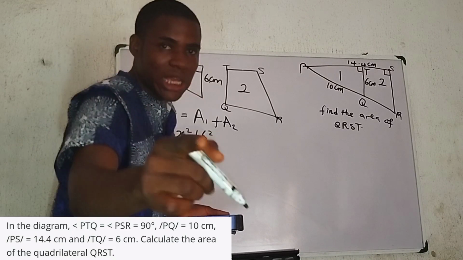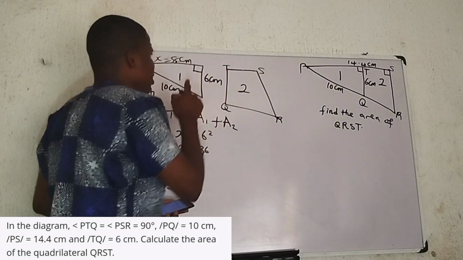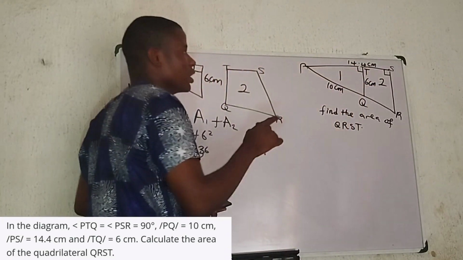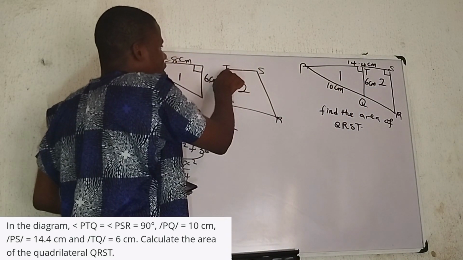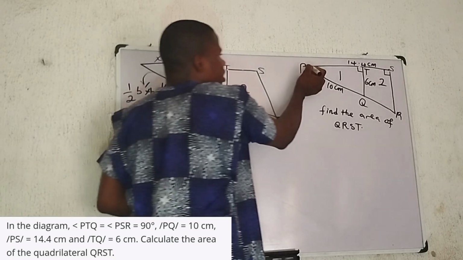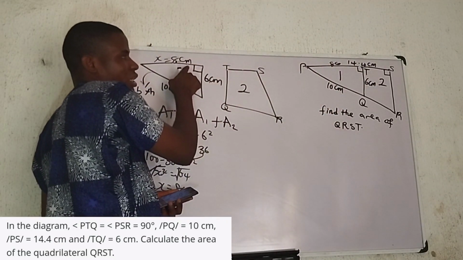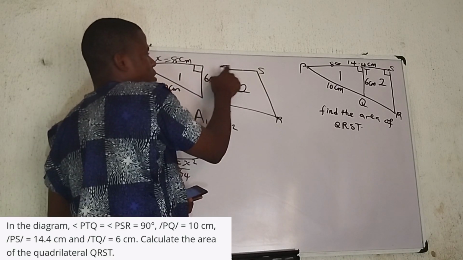Now, it makes a lot of sense to see that the distance from here to here is 14.4 cm, right? Now, can you tell me what's the distance from here to here? I've gotten that the distance from here to here is 8 cm. Can you see it? That was what I did, right? Now, what's the distance from here to here?